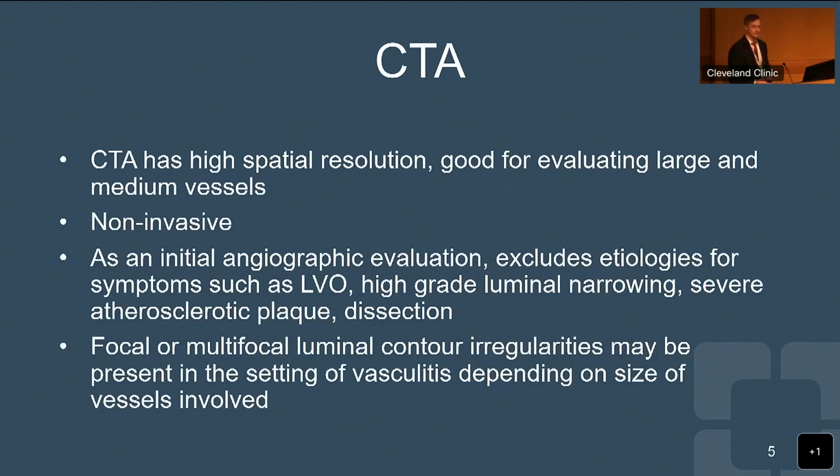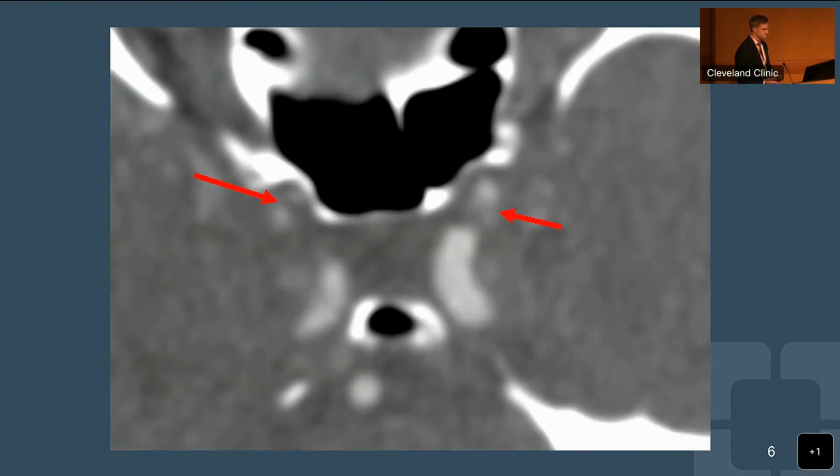As an additional angiographic evaluation, this helps exclude etiologies such as large vessel occlusion, high-grade luminal narrowing, severe atherosclerotic plaque, dissection. In the setting of vasculitis, what you may see is multifocal areas of luminal contour irregularities, depending on the size of the vessel involved or the etiology, the origin of the vasculitis on the CTA, and some of the more distal, smaller vessels can be very difficult to appreciate.